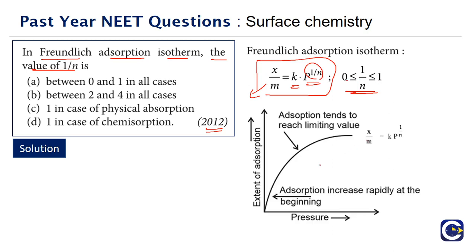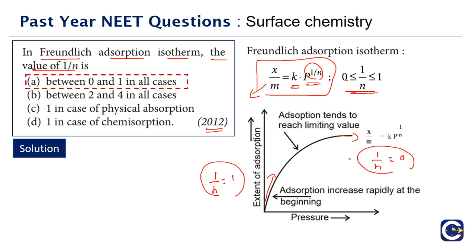So if you look at the way the value of 1 by n will change, initially the value of 1 by n will be 1, so we have almost a straight line relation, and as we reach the saturation value of adsorption, the value of 1 by n will become 0. So the range for the value of 1 by n will be between 0 to 1 in all the cases.